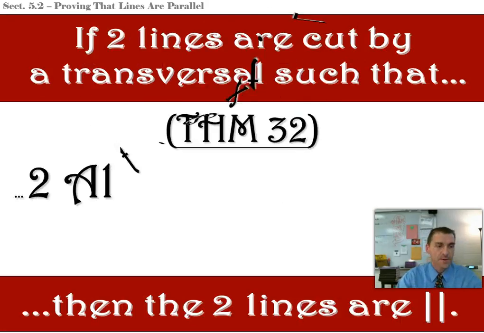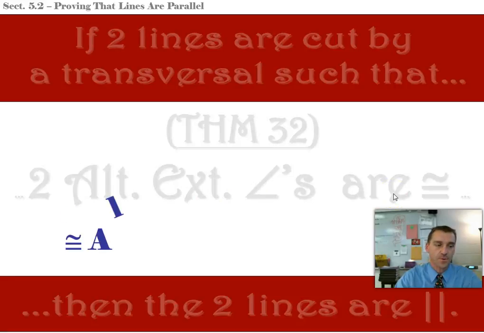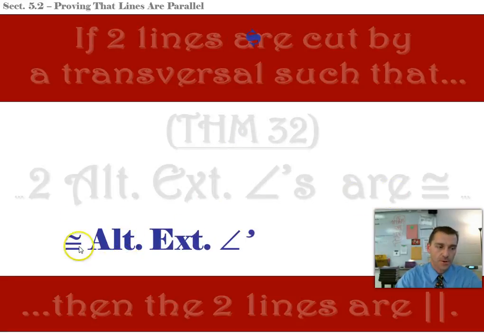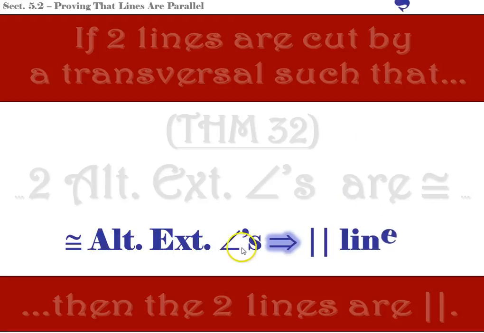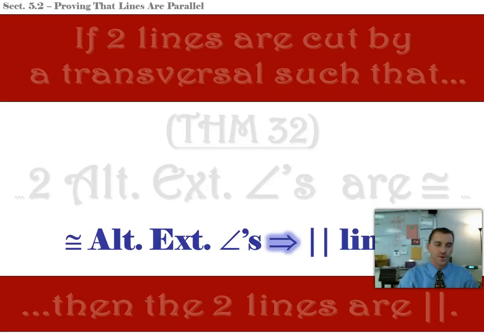Here's the next one. Theorem number 32. If you have a pair of lines that are cut by a transversal such that 2 alternate exterior angles are congruent, there's your shortcut: congruent alternate exterior angles imply parallel lines. So that's the actual shortcut that goes over here to the right. Official theorem and stuff in black. Theorem number goes right there. Beautiful. You get the idea.